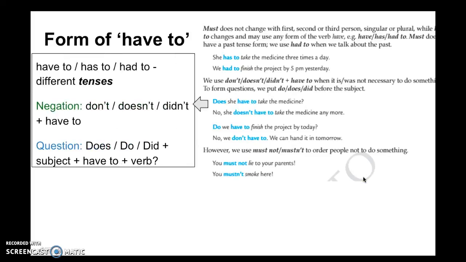So other than the differences between the two, it also mentions the forms, specifically the use of have to. For example, the different forms like have to, has to, and had to, and also negation and questions, which is similar to what we can find in the previous two items.